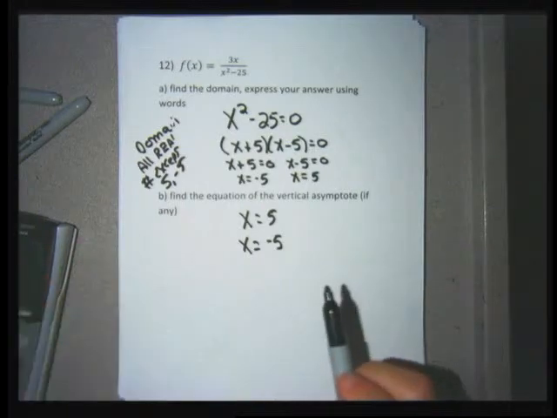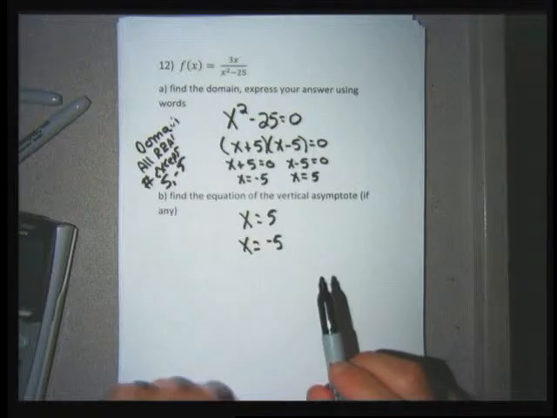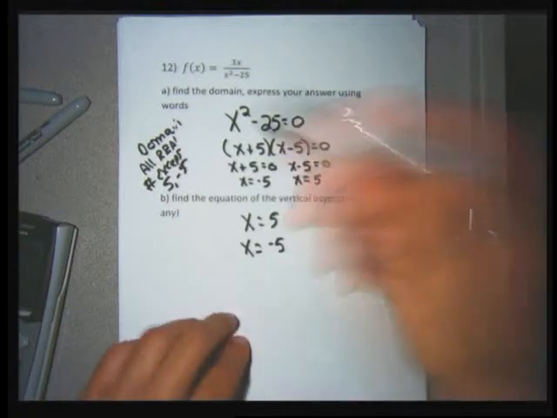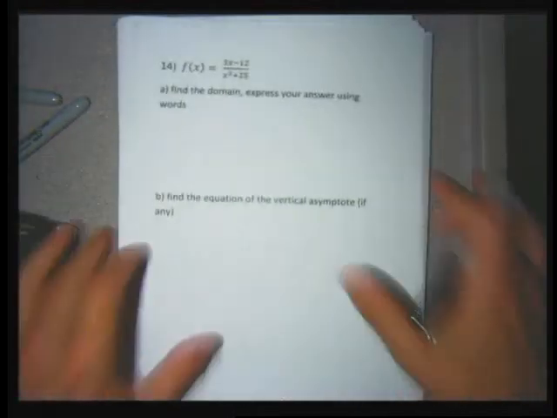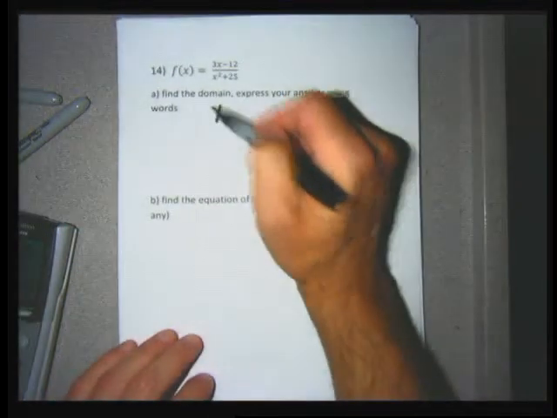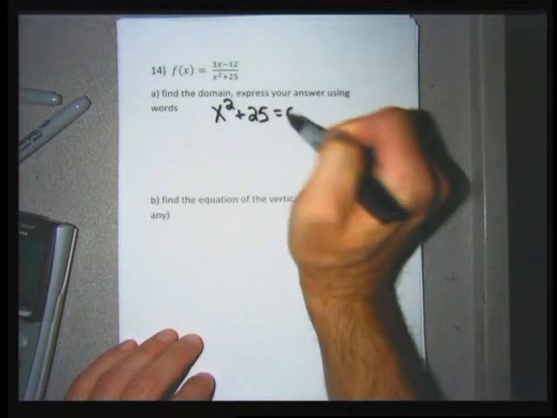And I could draw those vertical lines on the graph so you could see them, but I think I did enough of those on the non-interesting problems. The next problem is interesting. Well, maybe not interesting to you, but somewhat interesting, because when I go to do my algebra to find the domain, I take the denominator, set it equal to 0.